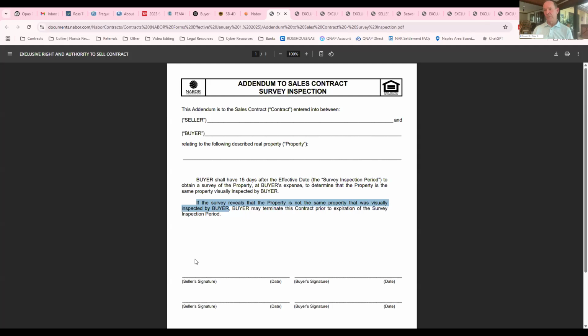I don't know what that means. I think that means, oh, I thought the fence was on our side of the property and it's actually on theirs. Is that what that means? Those are layman terms, so I have no clue what that means. That's a silly form. Don't use that form.